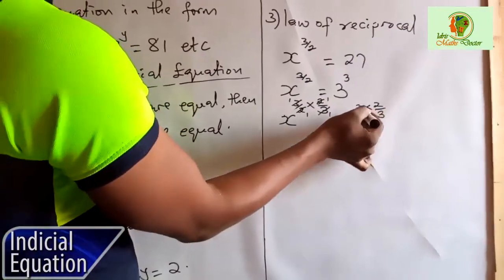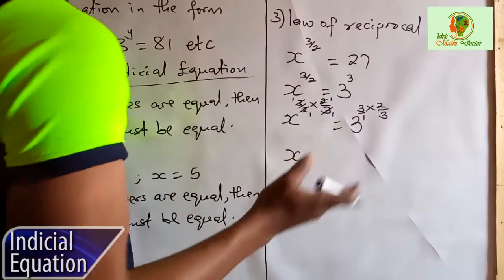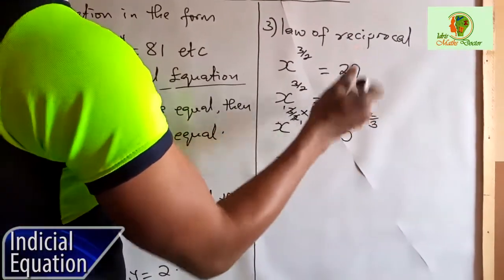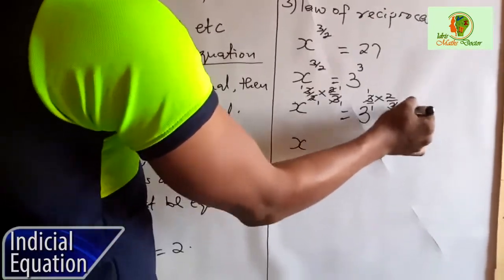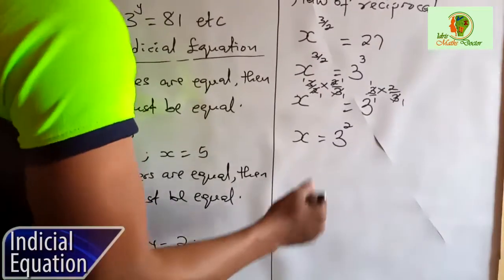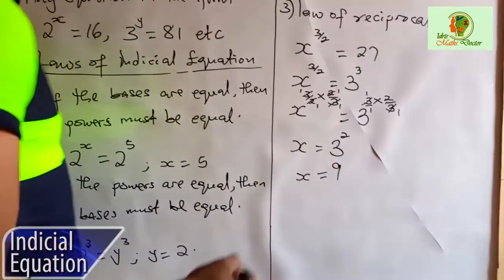Coming to the right hand side, we can make this over 1 so that we have numerator and denominator, and if the sign is multiplication, we cancel. We use the up to cancel the down. 3 here 1, 3 here 1. What do we have left here? 3 raised to power 2. At the end of the day, x is equal to 9.